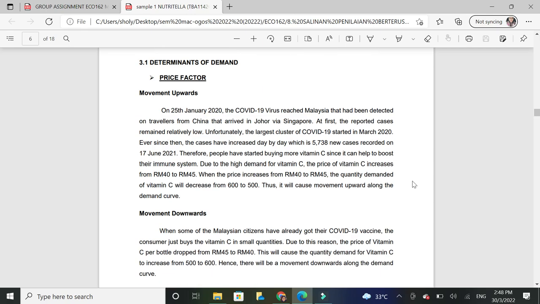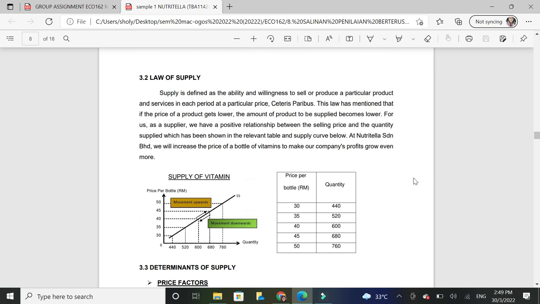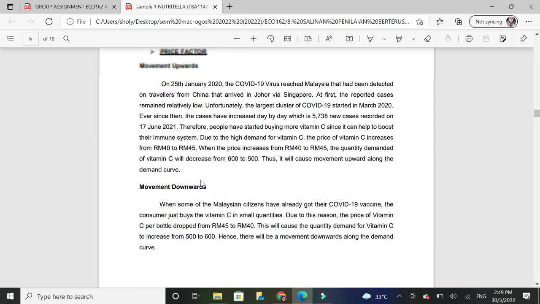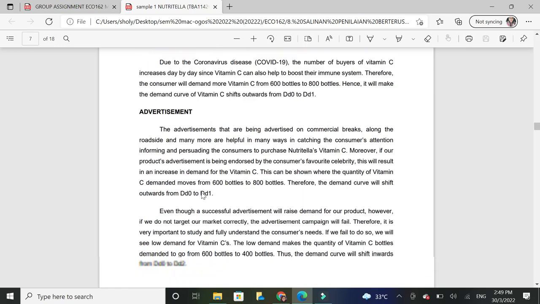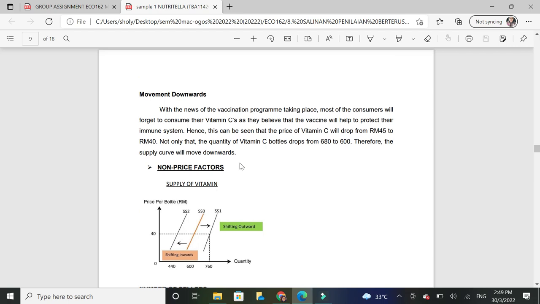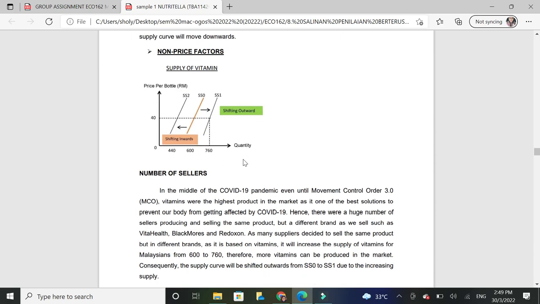Okay, and the same goes with the determinants of supply. So bila supply pun dia akan ada movement upward, movement downward. Kalau you nampak ni, different person yang buat tau. Sebab kalau you nampak dia punya choice of colour is different. Yang ni pakai warna purple, yang ni start pakai warna ni. So itu adalah in terms of editing. Please try your best to edit so that there will be continuation from one part to another part, even though orang berbeza yang buat.